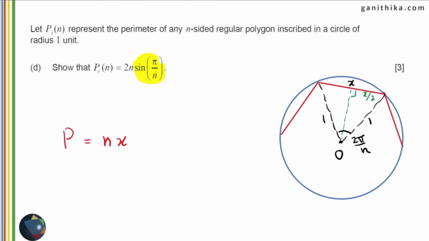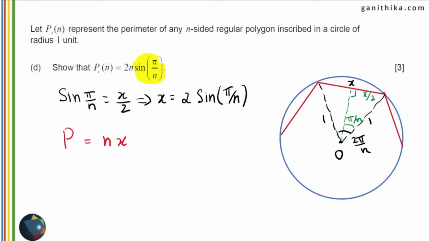So cut this into a right angle triangle like this, with sides x by 2 and the angle pi over n. So you have a right angle triangle where the angle is pi over n, the opposite side is x over 2 and the hypotenuse is 1. Therefore, using SOHCAHTOA, sine of pi over n is equal to x by 2, which means x is equal to 2 sine pi over n. You will get the value directly.